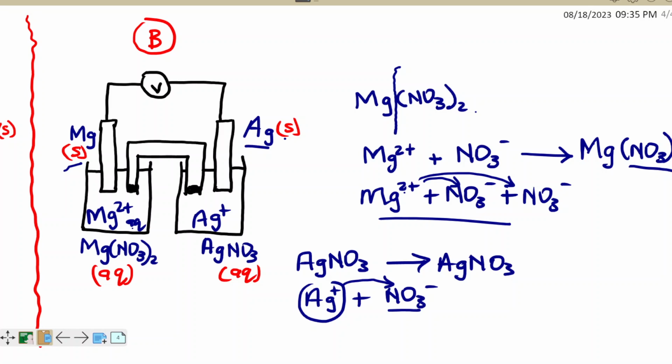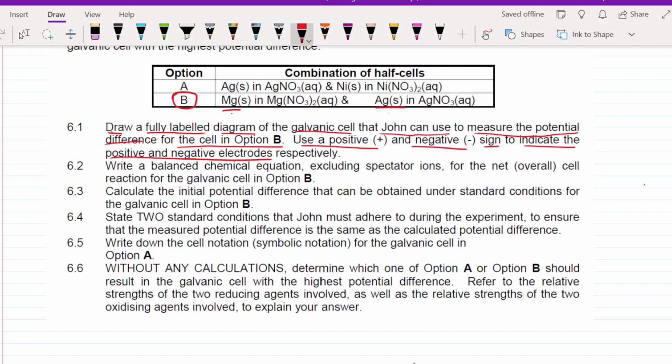So we go back here, we said magnesium is negative and the silver is positive. So we know this one is our anode and we know this is our cathode. So if you remember, the question was saying draw a fully labeled diagram of the galvanic cell that John can use to measure the potential difference for the cell in option B.